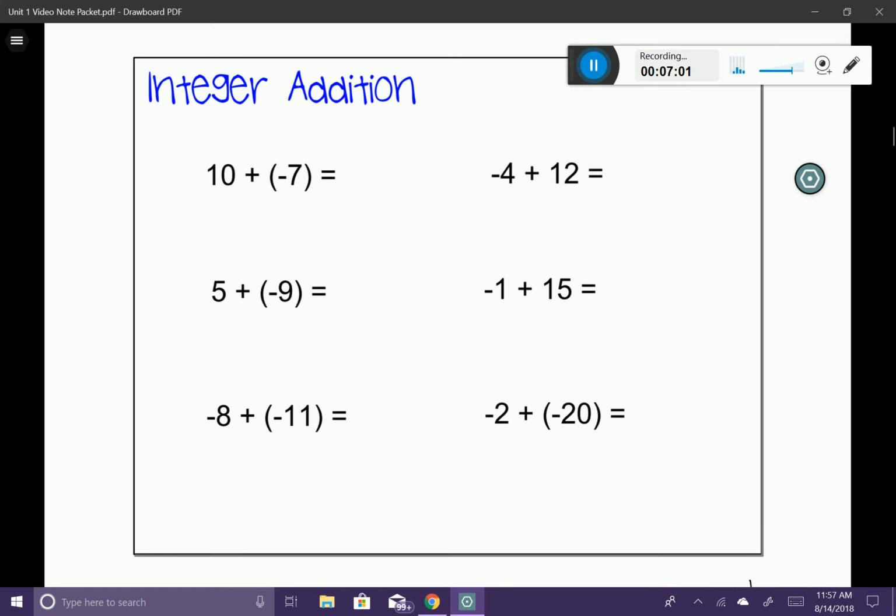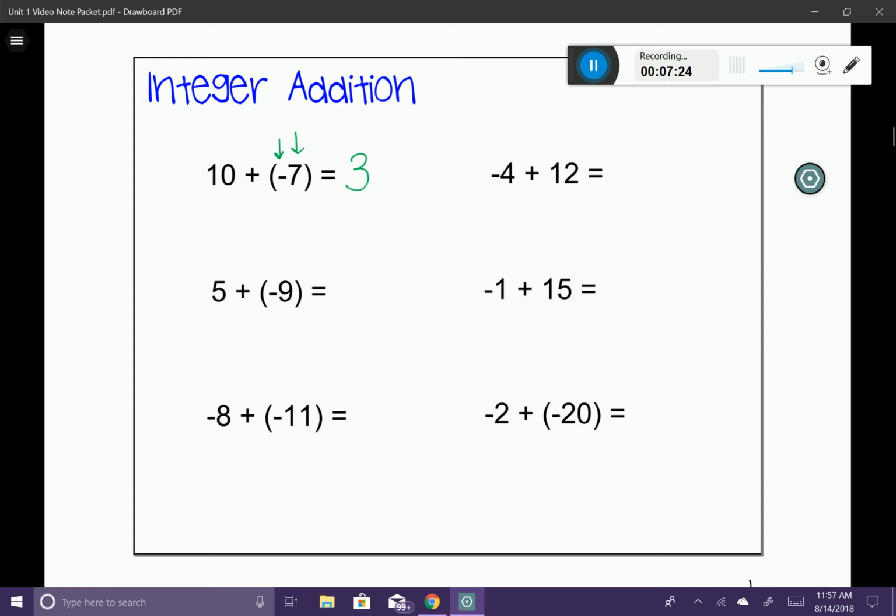All right, in this first example, I have 10 plus -7. Well, I'm beginning at 10, which is a positive number, and I'm going to be moving in the negative direction only 7 spaces. So if I say 10 plus -7, I'm going to land on 3 on the number line. Feel free to use your number line as you work through these problems as well.